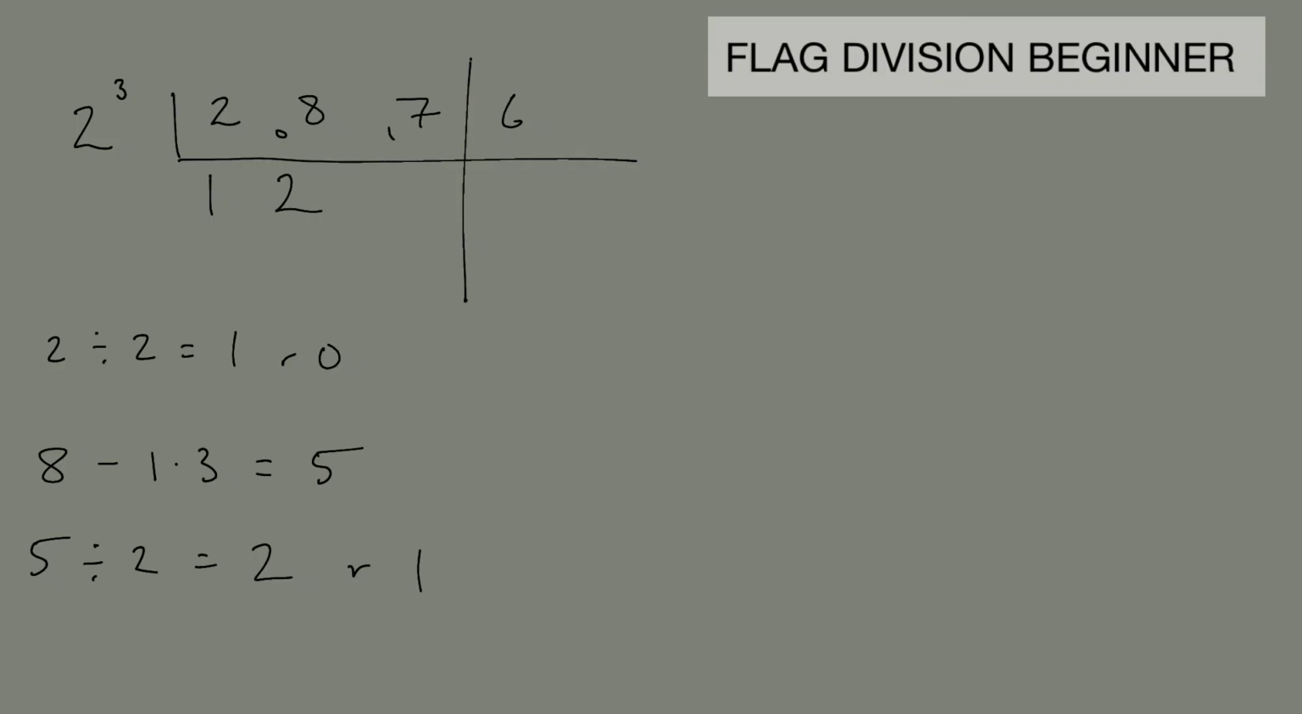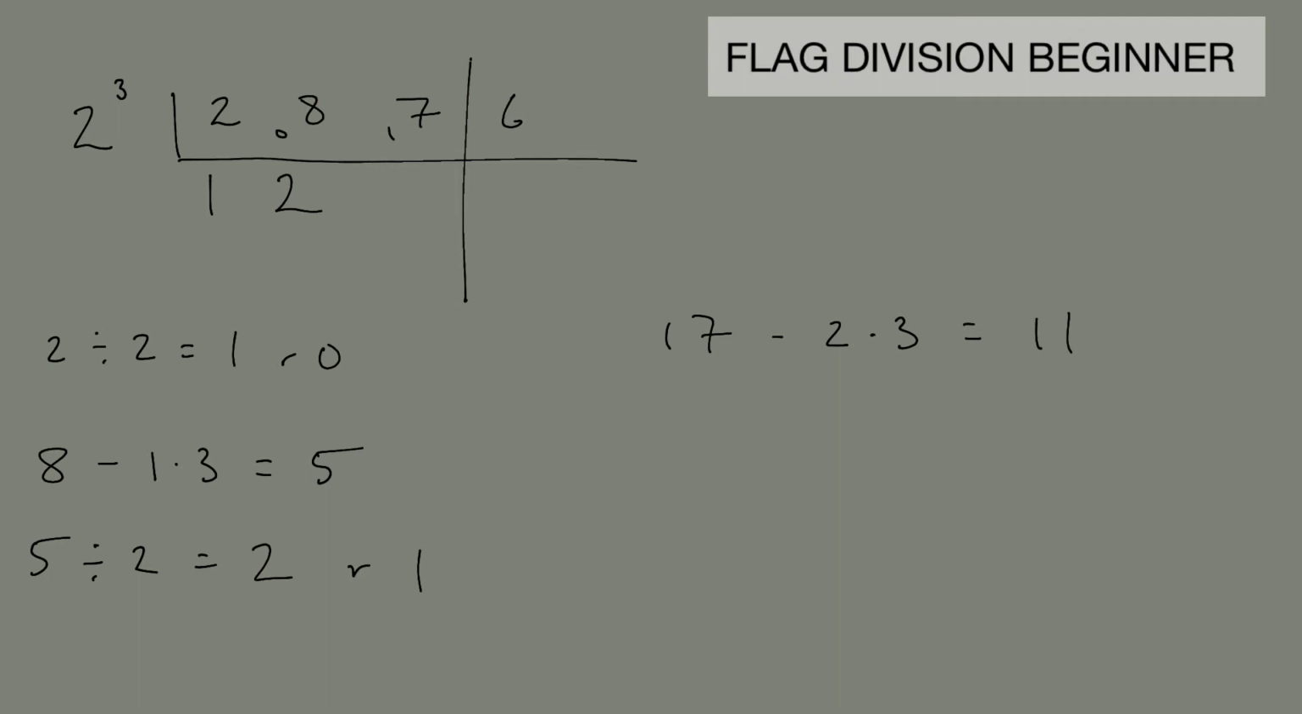Okay, next step, we just keep repeating this pattern. 17 minus 2 times 3. That's 17 minus 6. 17 minus 6 equals 11. So we did 17 minus 2 times 3, and we get 11. So now we're going to take 11.